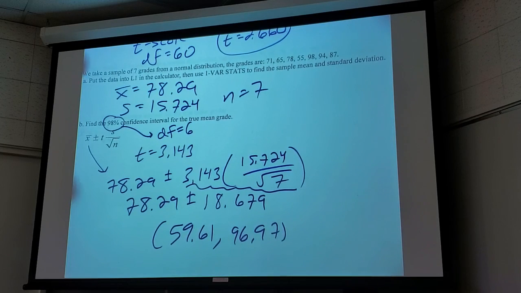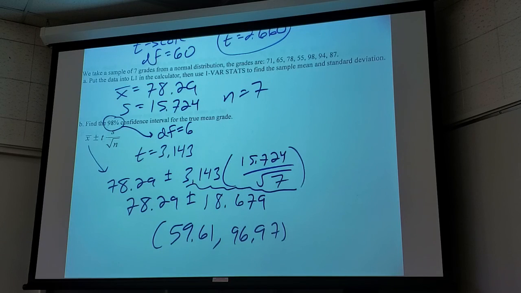Now this, what do you guys think about that? Is that good, is that useful information? What is that trying to capture? What is it we're talking about? The true mean grade. So what range is that? The true mean grade is anywhere from an F to an A. Is that useful? No. Why is it so bad?